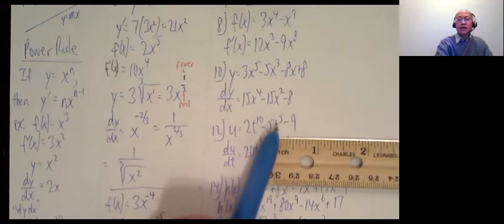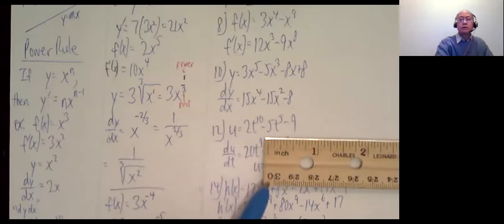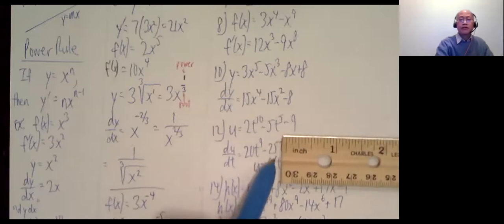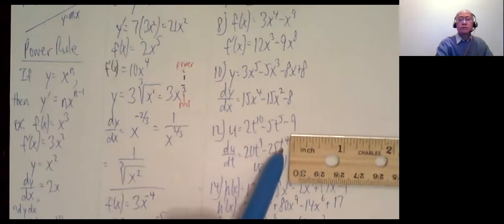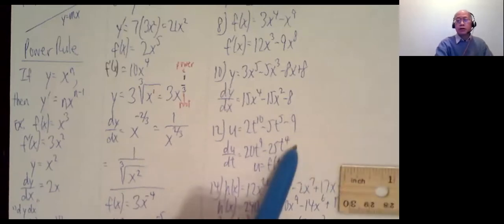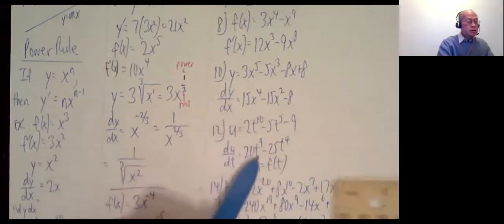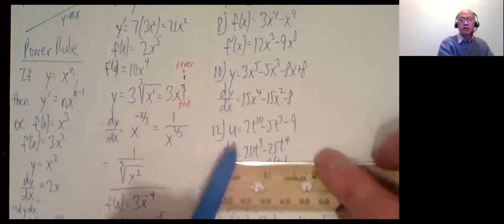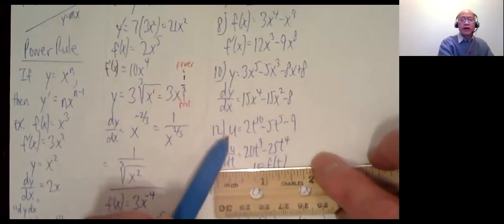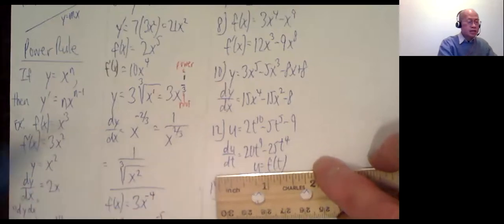Okay, negative 5t to the 5th. Multiply, subtract 1. Negative 25t to the 4th. And the derivative of negative 9? 0, so you don't have to write anything, so you're done. So this is u equals f of t. U is a function of t. So it's okay, instead of y and x, they give you u and t, we would say du dt.